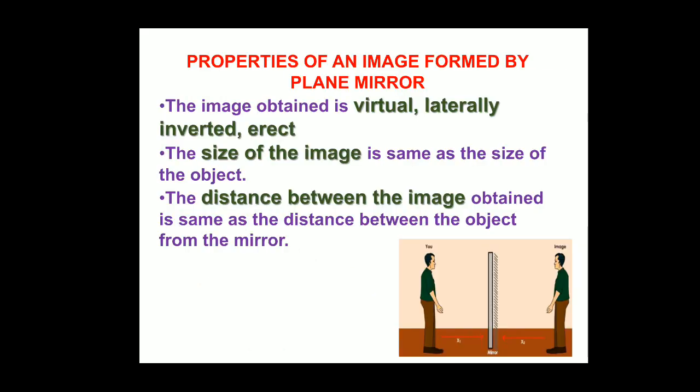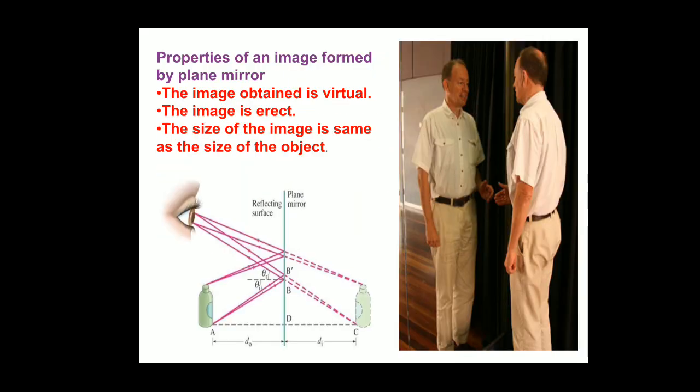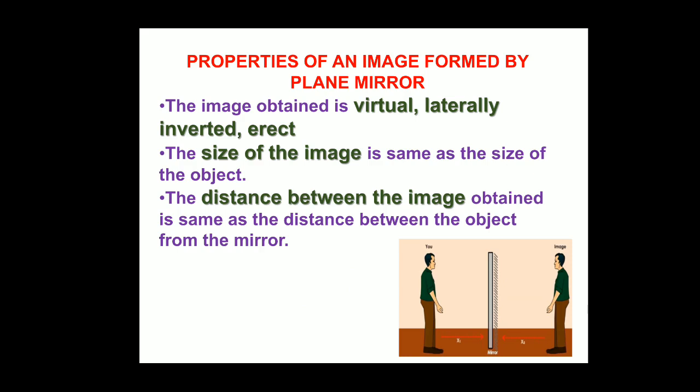But one more thing, if you see, in this case the person is bringing his right hand to shake hands with someone. But if you see this person, don't look at the object, only look at the image. It appears as if the person wants to shake hands with his left hand. So the right appears as left and the left appears as right in this case. So generally, what are the properties of the image formed by a plane mirror? They are virtual, erect, same size, distance is the same.